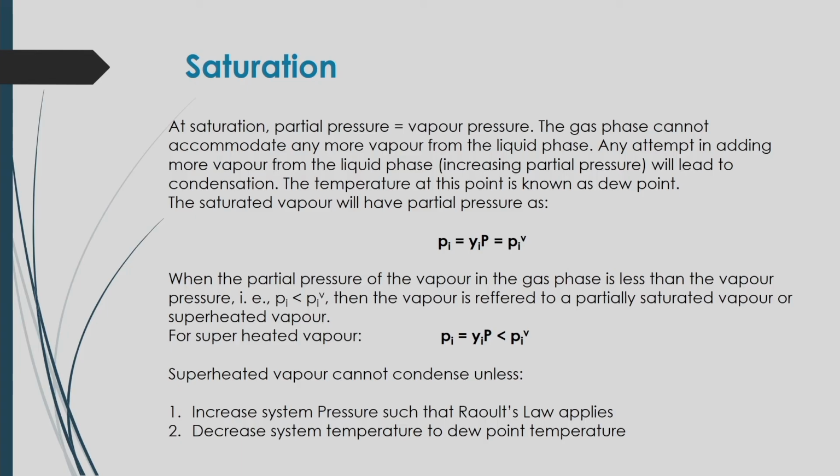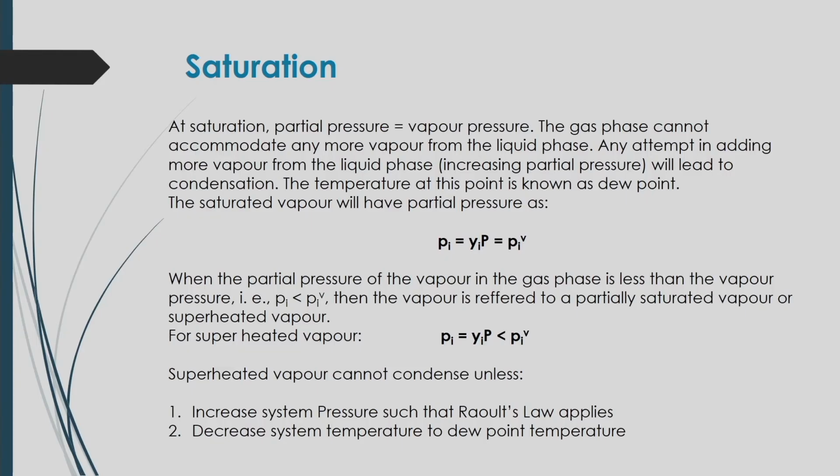So, we can say that the temperature at this saturation point, where the vapor phase tries to condense at that saturated temperature, will be called the dew point temperature. So, whenever any gas or vapor from the liquid phase tries to condense, where the partial pressure will be equal to the vapor pressure, the respective temperature will be called the dew point temperature.